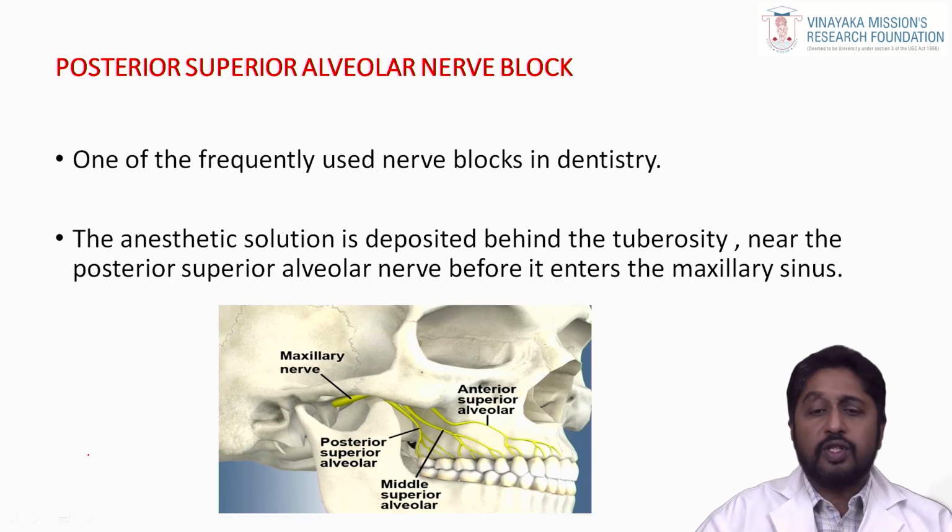So the first thing is the posterior superior nerve block, one of the frequently used nerve blocks in dentistry. The anesthetic solution is deposited behind the tuberosity near the posterior superior nerve, before it enters the maxillary sinus. You can remember these nerve blocks by remembering the nerve supply of each tooth. The posterior superior nerve is the main nerve supply of the posterior-most teeth of the maxillary region, so that is the nerve block you are going to give. It is very simple to understand. It is shortly called PSA.